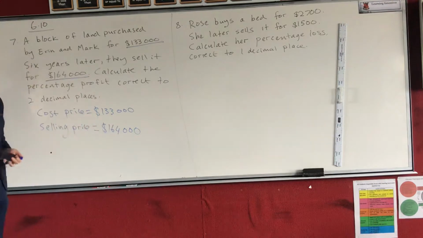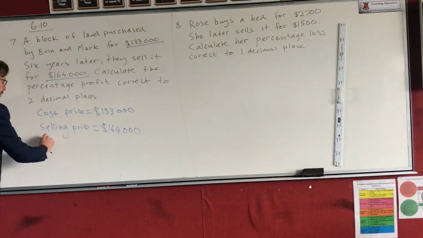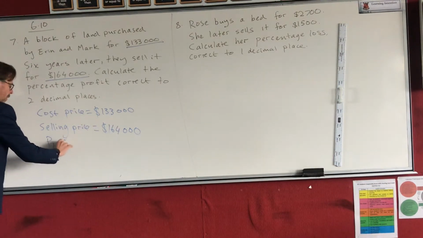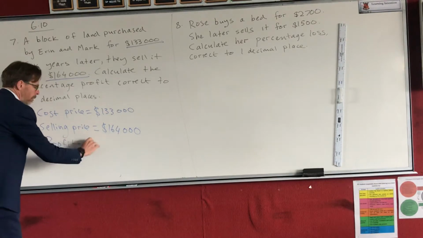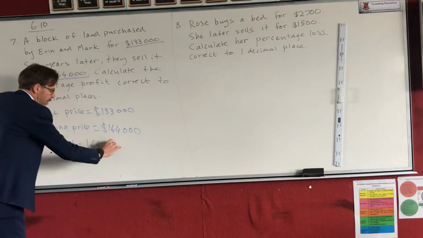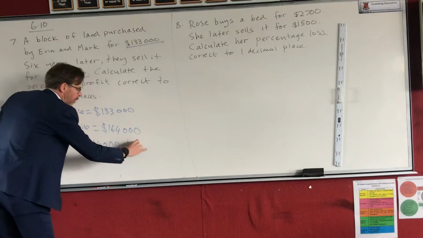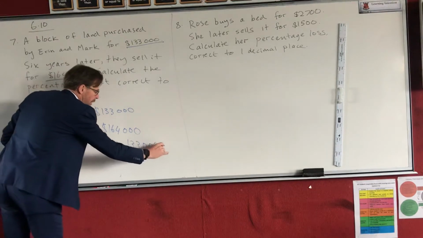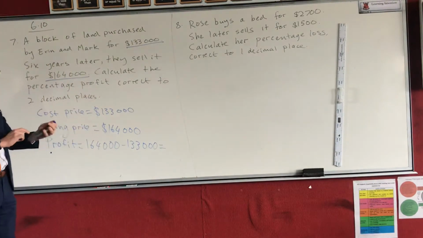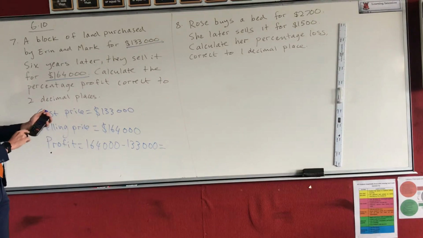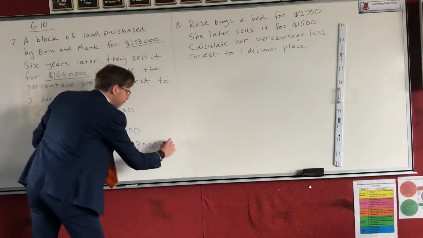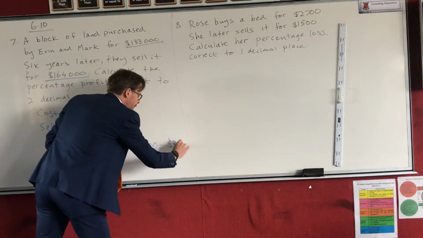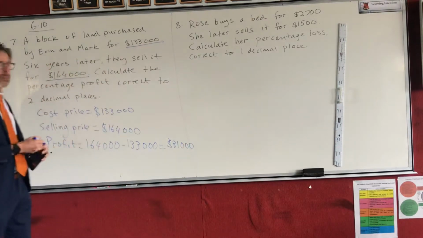Okay, now the difference between those will be the profit. So profit will be $164,000 minus $133,000. So work that out, get your calculator out. $164,000 minus $133,000, you get $31,000. Okay, so that's the profit.